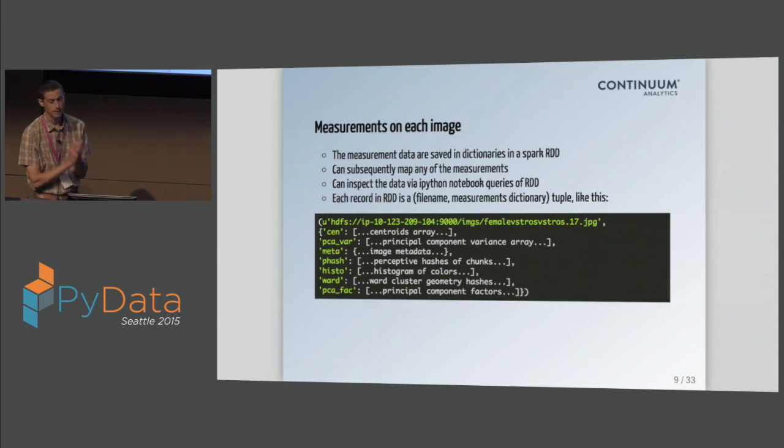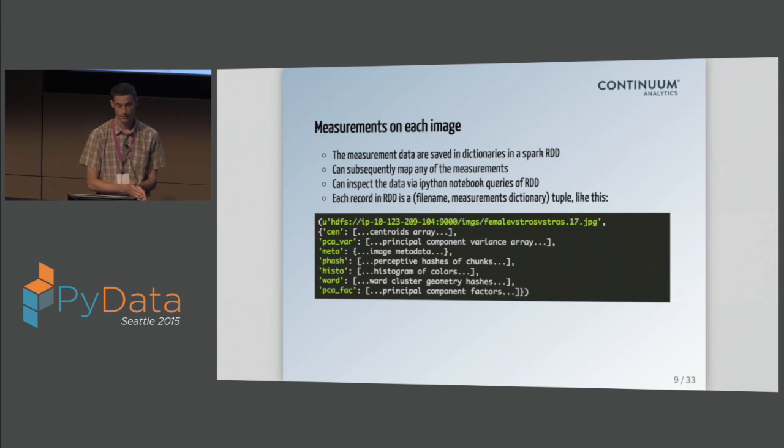And so what you get out of that function on each image is a dictionary that looks like this. Well, a tuple, I should say. The first is the file name it came from, and then the dictionary of all the measurements on the image that are NumPy arrays, each one of them. So by persisting these dictionaries in a Spark resilient distributed data set, we can subsequently map them and do whatever we want with them, check them, and use them for finding patterns among images together.